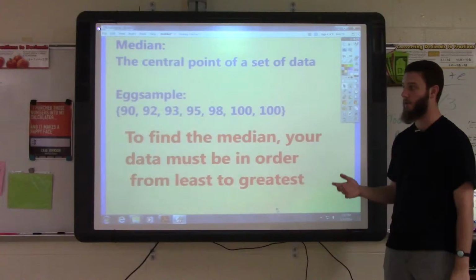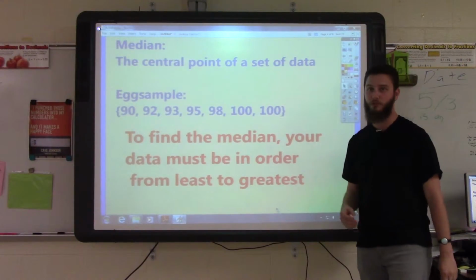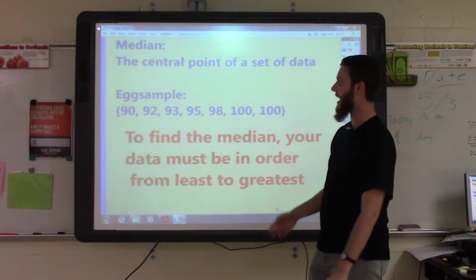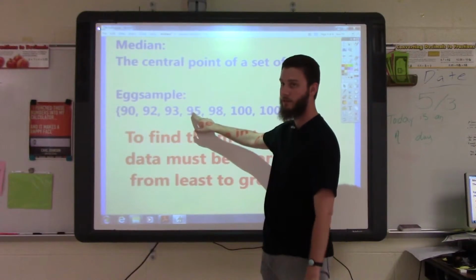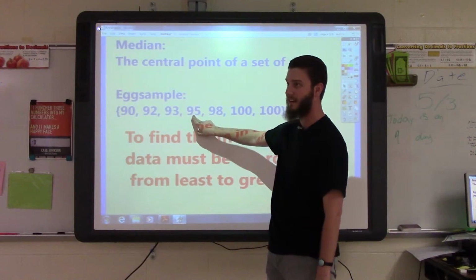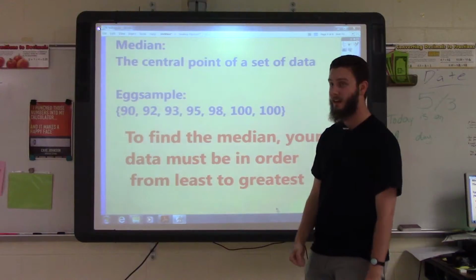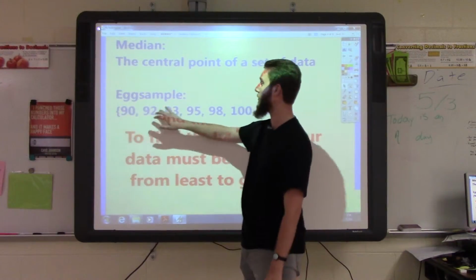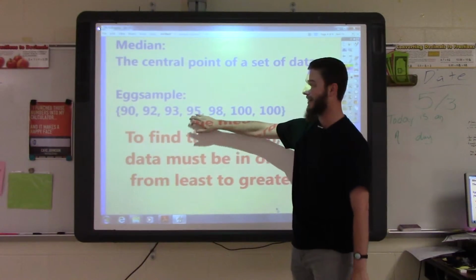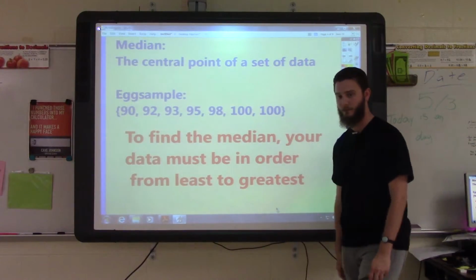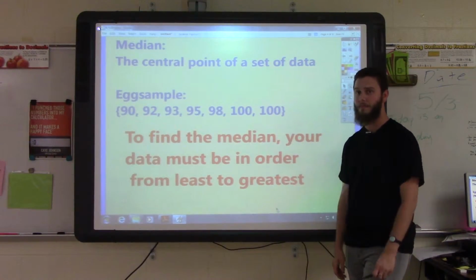It's just not going to work out. If all of these numbers were jumbled together, and I happen to have the number 98 right here in the middle of all of that data, if you weren't paying attention, you might accidentally count to the 4th position and say that 98 belonged as your median. Make sure you're keeping up with that.